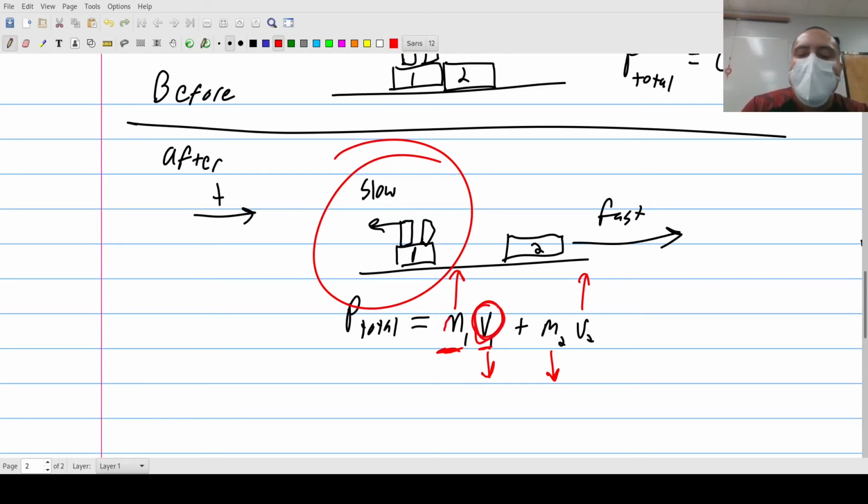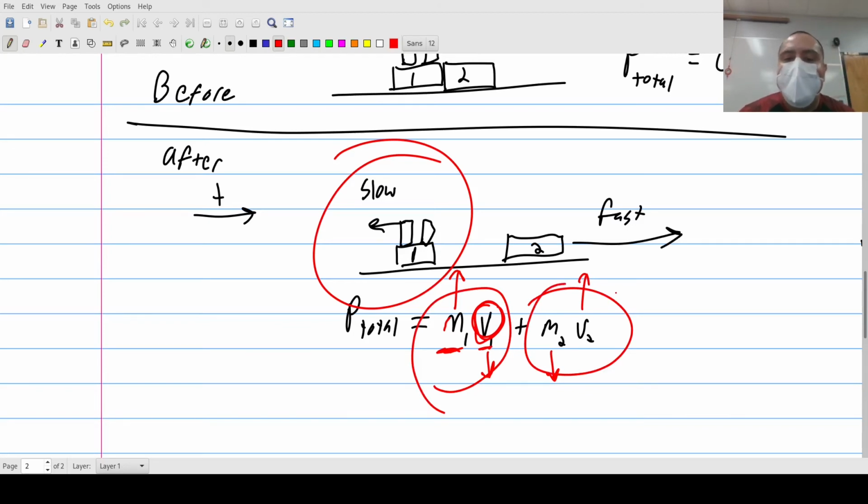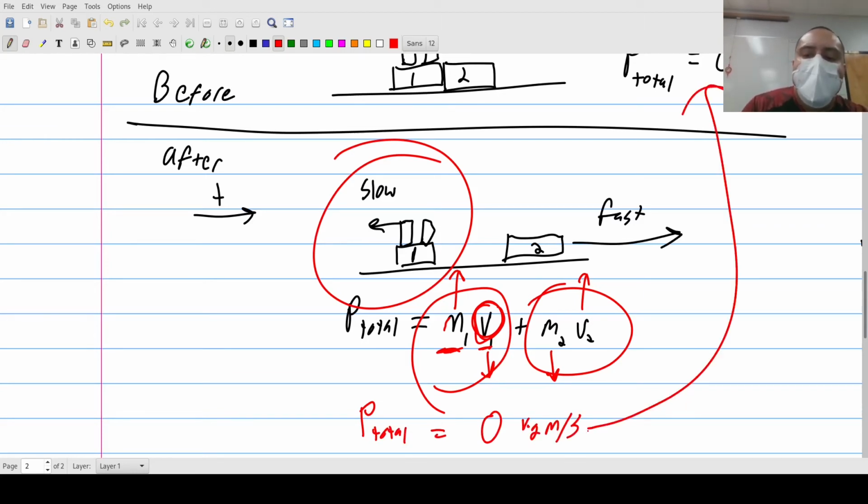So we have large times small plus small times large. One's negative, one's positive. These numbers are going to end up multiplying to the same thing, just one of them is positive, one of them is negative, which means that the total momentum in this situation has also got to be 0 kilogram meters per second. Proof that the law of conservation of momentum is true.